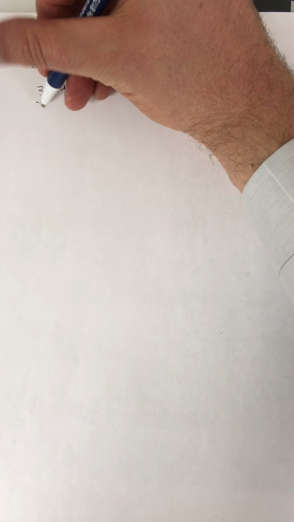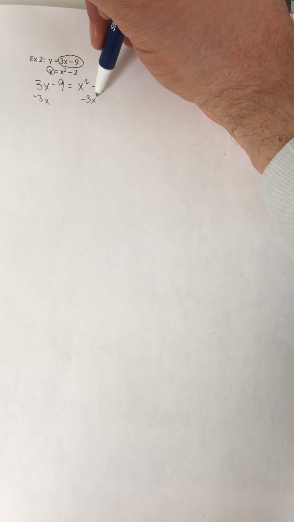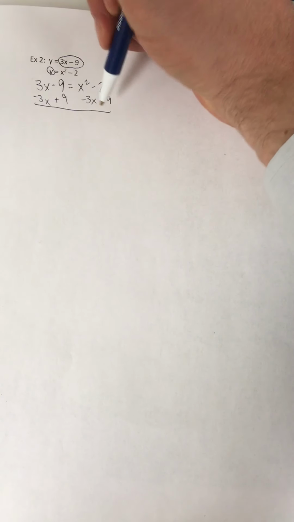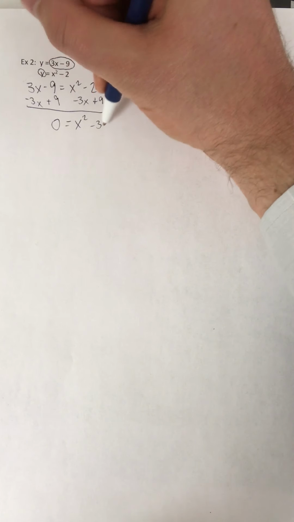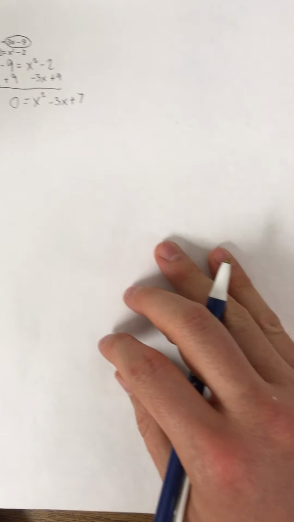All right, let's subtract 3x. Where am I going to put that minus 3x? In the middle. All right, and then add 9. I can combine that with a minus 2. So that's now going to say 0 equals x squared minus 3x, negative 2 plus 9 going to be plus 7. So I got it equal to 0.